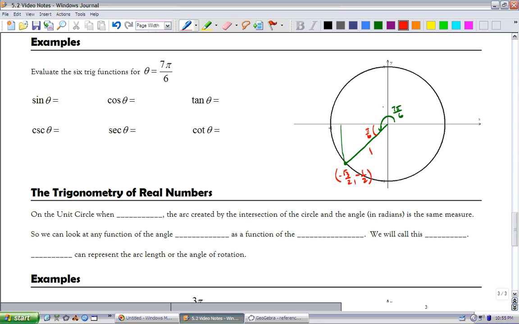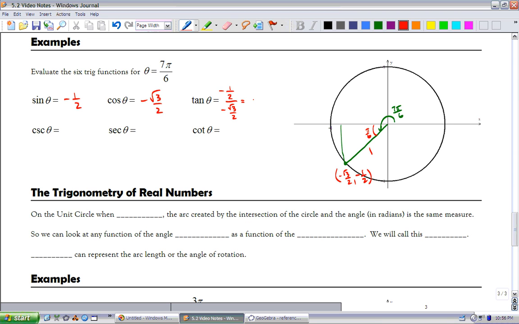So using the unit circle is pretty simple. If we know the point on the terminal side, sine in this case is just equal to negative 1/2. Cosine is equal to negative square root of 3 over 2, that's the x-coordinate. Tangent, which is y over x, is going to be negative 1/2 over negative square root of 3 over 2. Now, we need to take a second and look at this.